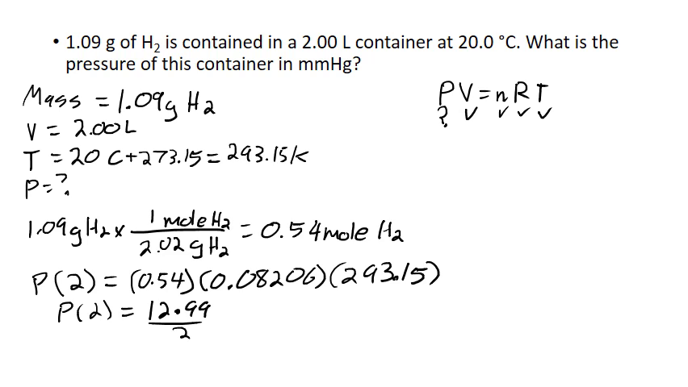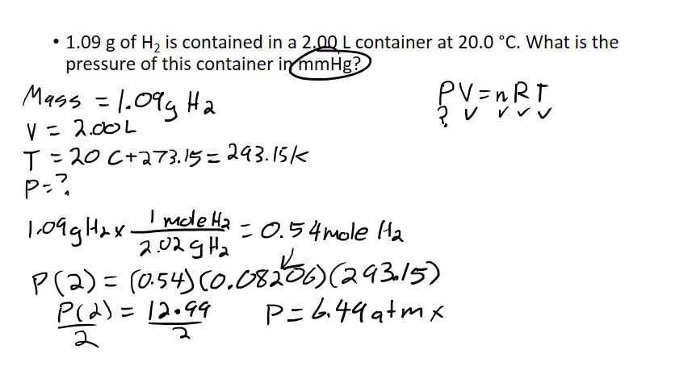Then you divide each side. So P comes out to about 6.5. And again, this is in atmospheres, because the gas constant has atmospheres in it. So this gives us our answer in atmospheres. The question asks for the answer in millimeters of mercury. So I have to convert that really quick.